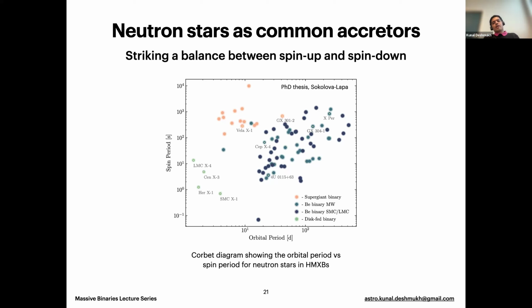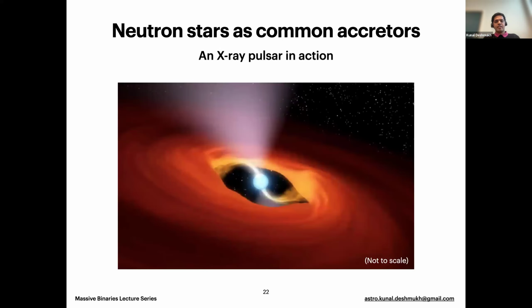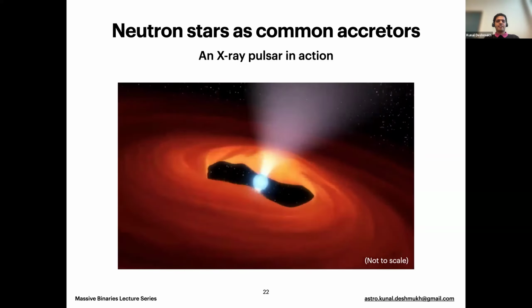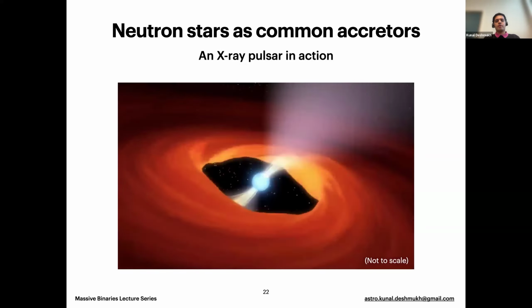So if we want to look at how all of this works out in a nice animation, this is a picture that shows a bit of what I've talked about. You see this nice convective envelope around the neutron star. The neutron star is in the center, of course. You have accretion happening through the poles, and then you have this nice cone that is basically your X-ray emission. I would like to point out that none of this is to scale. The neutron star is of the order of 10 kilometers in size, but it's a nice animation to see how pulsars show up.